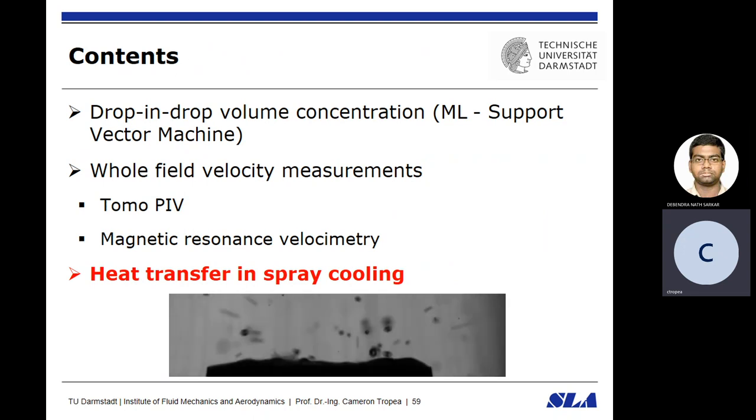And in the last 6 minutes, I'm going to try and maybe get you enthusiastic about spray cooling. This is sort of my main topic. So I think spray cooling is everywhere, and you've probably seen it before.